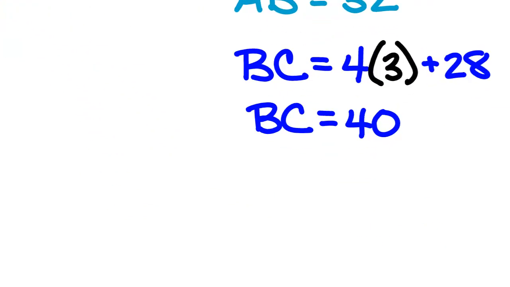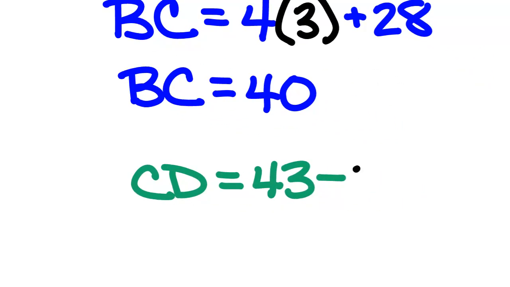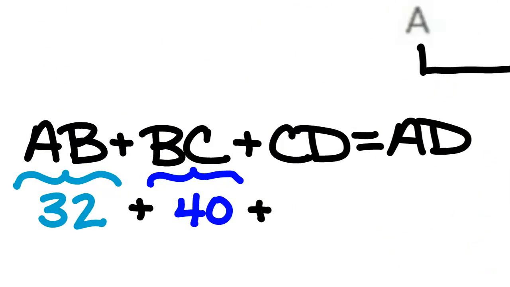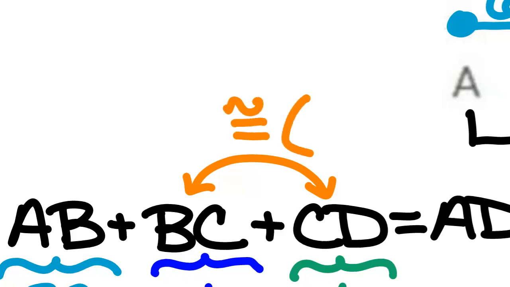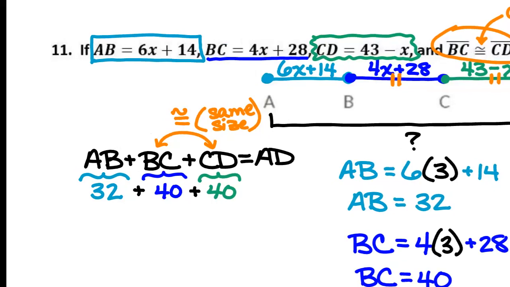Last one we have is CD. CD is 43 minus x, and x was 3. So how big is CD? 40. I knew before I even substituted in that was going to come out to be 40. How did I know that? Yes. These are congruent. Same size. You're absolutely correct. We get 112 here.